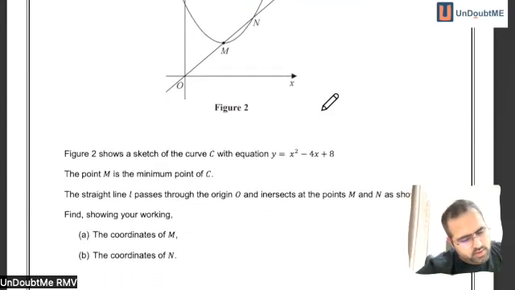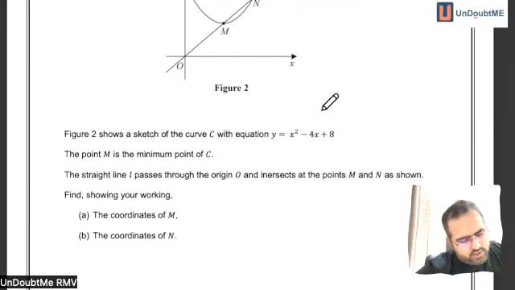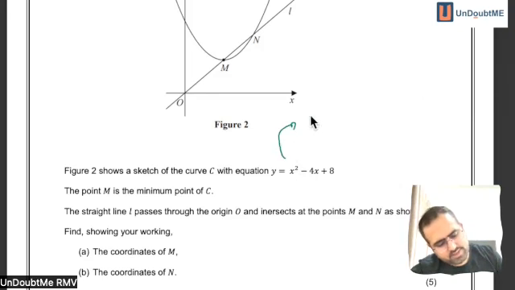Now, the figure shows a sketch of the curve of the equation. Point M is the minimum point. Minimum point, it is also the vertex. How to find the vertex? If I just see this, it will be y is equal to x square minus 4x. I will use the completing the square formula.